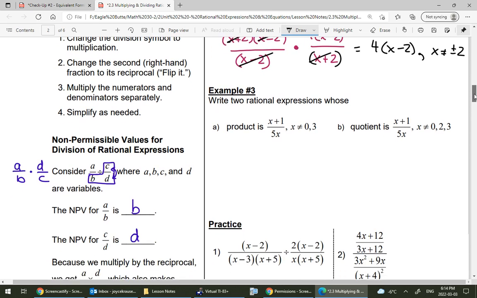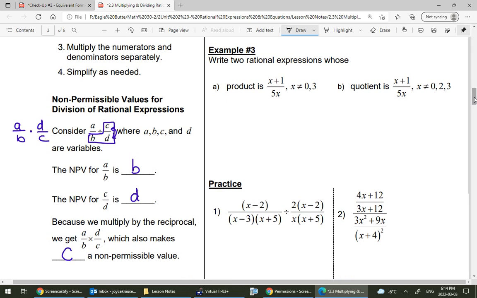Now we're going to take a look at another example here. Example number 3. This is the type of question that just kind of tests how well you understand how we can put expressions together. The first one isn't quite as tricky, but when we get into quotients, it can get a little bit tougher. So you're asked to write two rational expressions whose product is x plus 1 over 5x. That means that after we multiply our two expressions, our final simplified version is x plus 1 over 5x. But we have restrictions of x cannot be 0 or 3.